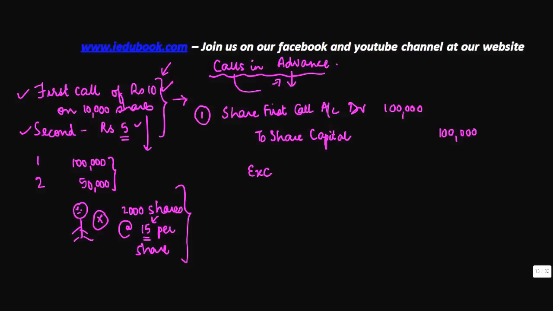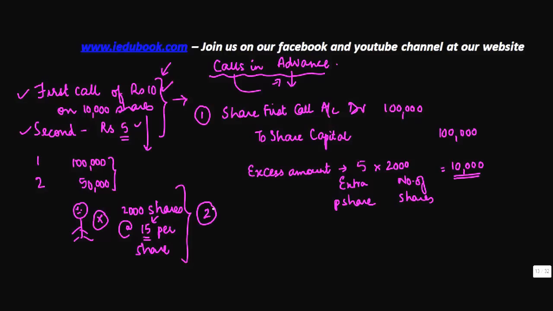So in such situations, what do you need to know? You first need to know what is the excess amount paid. So excess amount is, he paid 5 rupees per share extra into 2000, which is the extra per share into number of shares. So he paid 10,000 rupees extra, right?